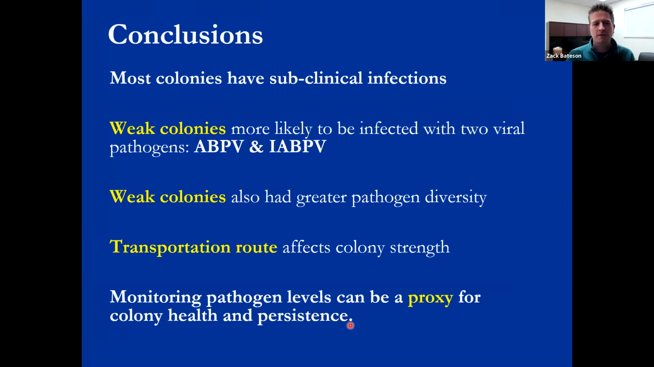And so some conclusions for this is that we found most colonies have subclinical infections. So we found a lot of different viruses in these colonies during our research project. We found weak colonies were associated with the densities of 2 viral pathogens, and there was greater pathogen diversity in weak colonies. And that transportation route, those routes that beekeepers take, have an impact on colony strength. So it's something to think about with these beekeepers. And the whole point of looking at pathogen levels is to see if it can be a proxy for colony health and colony persistence.